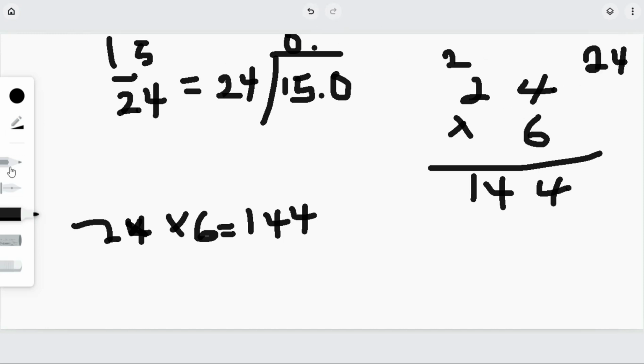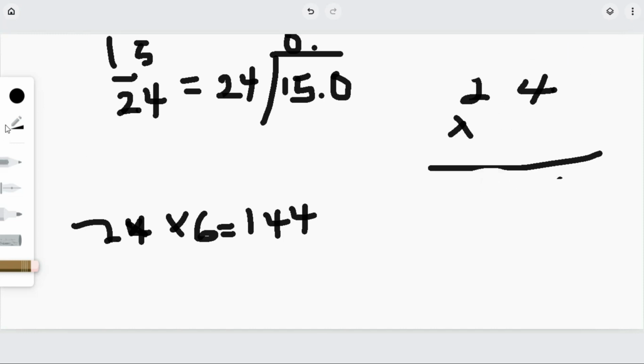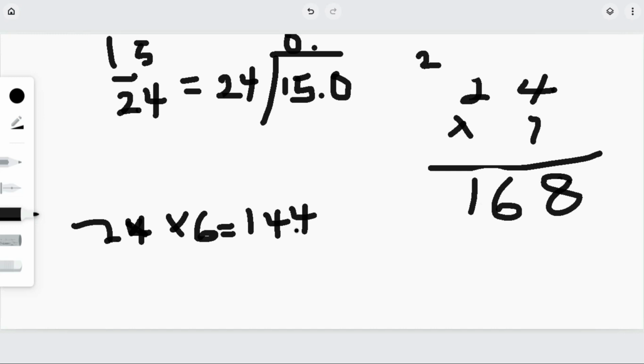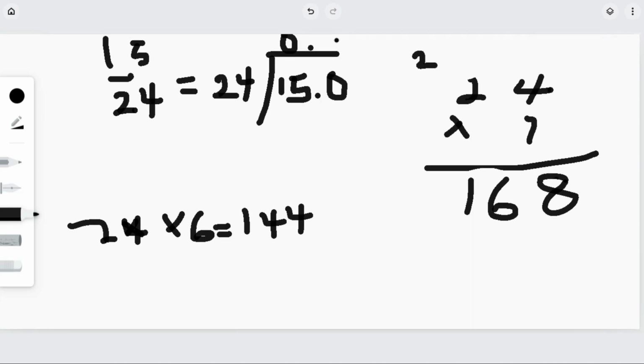Now let me clean this one up, the 2 that is here, and this 24 here. Now let's use 7 now. How many 7 can I say in 20? 7 times 4 is 28. You write 8 and you keep 2. You understand? 2 times 7 is 14, 15, 16. So we have 168. So definitely we are not going to use this one. So we are going to use 6. So let me write 6 here.